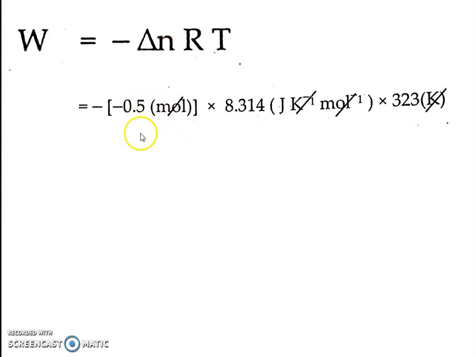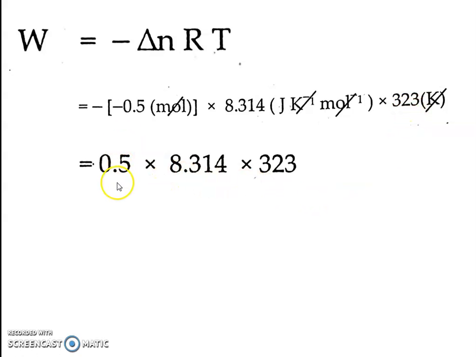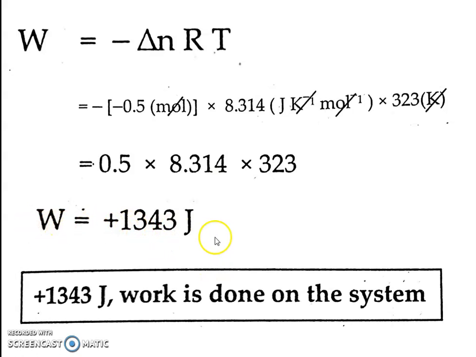So when we substitute the values, delta n is minus 0.5, R is 8.314, and T is 323. Then it is equal to 0.5 into 8.314 into 323. So W is equal to plus 1343 joules. Now as work is positive, we can say that work is done on the system by the surroundings. So this is about the work done when there is oxidation of 1 mole of sulfur dioxide.